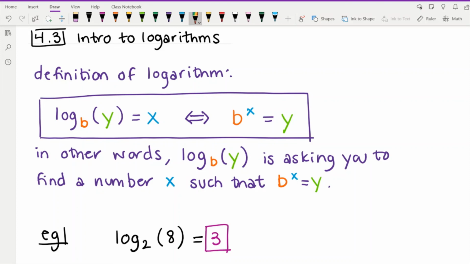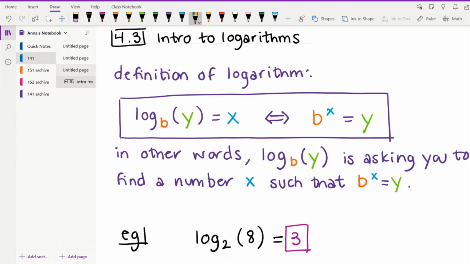So at the very beginning, we talked about how if you have a log with a certain base of a certain number, if your answer is another number, well, then you can say that that's equivalent to raising that base to your answer and getting the number that was inside the parentheses. And so we're just going to apply that kind of rearrangement in order to get our answer on this.